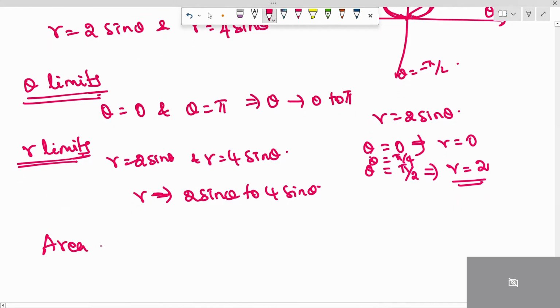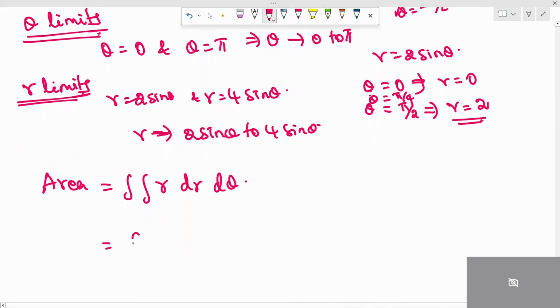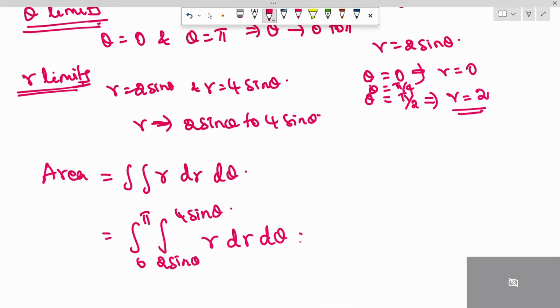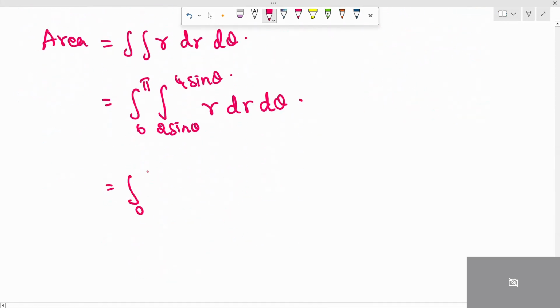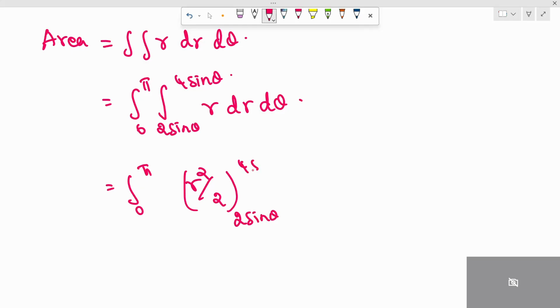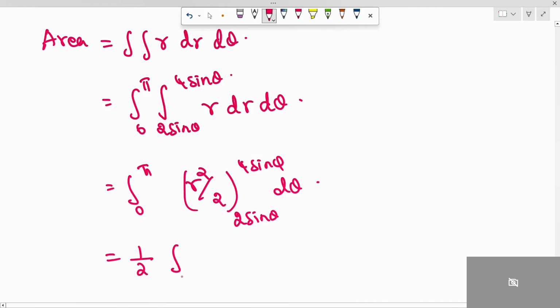We know the formula to find the area in polar coordinates: double integral r dr d theta. This is common for all polar coordinates problems. Now we write the limits: integral 0 to pi, integral 2 sin theta to 4 sin theta, r dr d theta. Now integrate with respect to r, which is r square by 2 with the limit 2 sin theta to 4 sin theta d theta. Here 1 by 2 is constant, take it outside, integral 0 to pi.